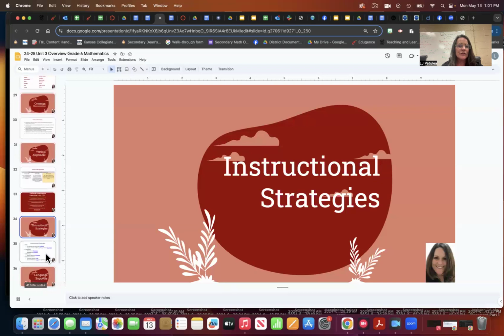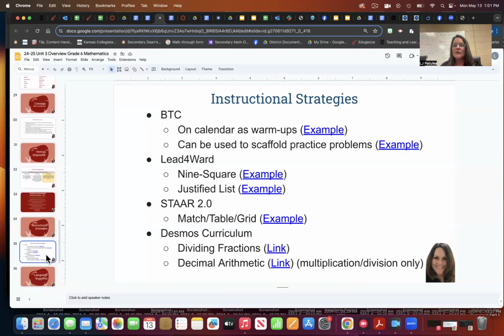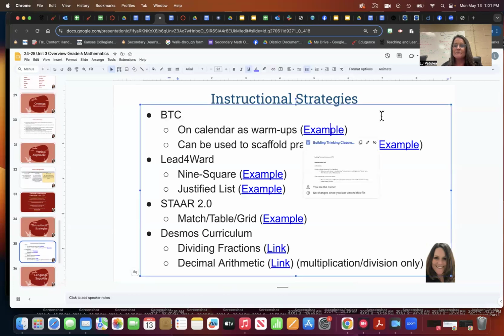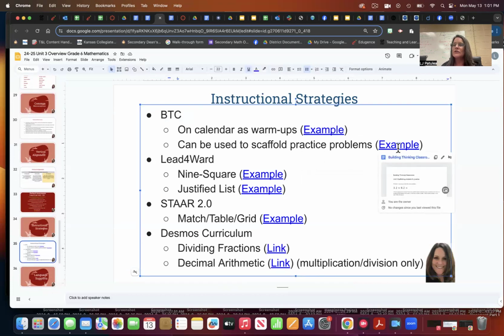Instructional strategies for Unit 3. On the calendar as warm-ups, we've got Building Thinking Classrooms. And there's an example if you want to click on this example. It also can be used as scaffolded practice problems, and there's an example for that here too, starting with simple multiplication and division problems and maybe progressing into some more complicated multiplication and division problems.